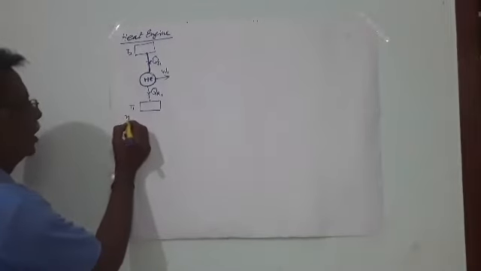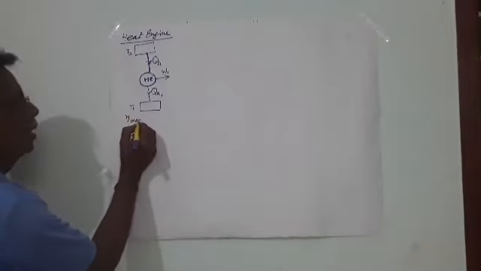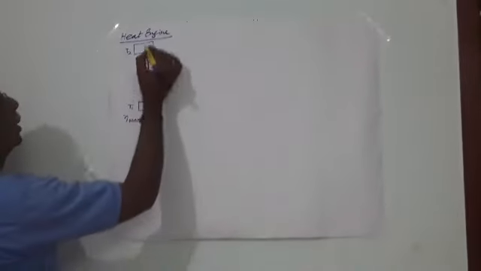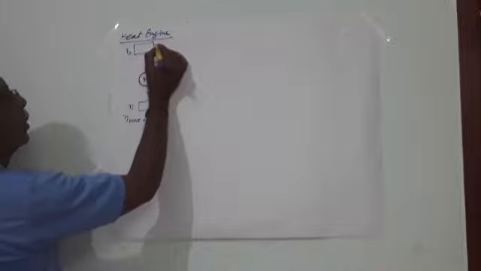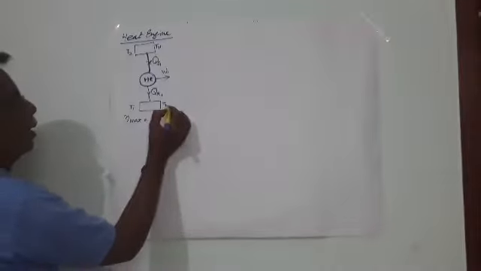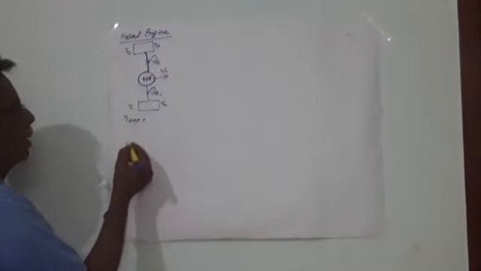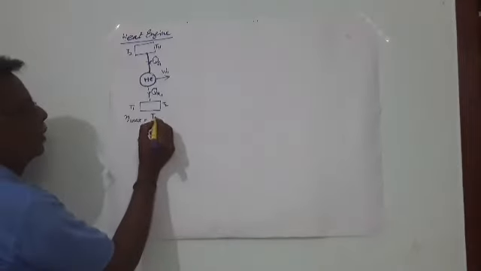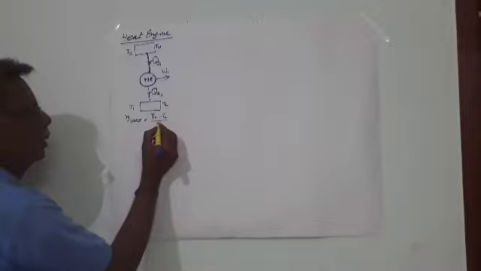Now let us find out what is the maximum efficiency. The Carnot efficiency is the maximum efficiency. The source is the high temperature and the sink is the low temperature. So the Carnot efficiency for a heat engine is (TH minus TL) divided by TH.